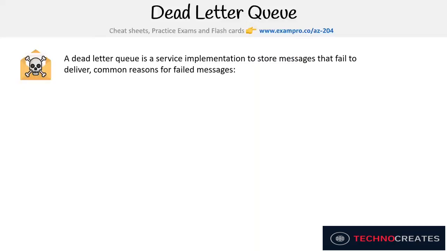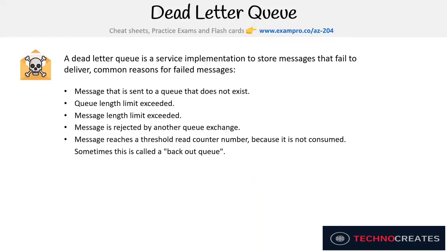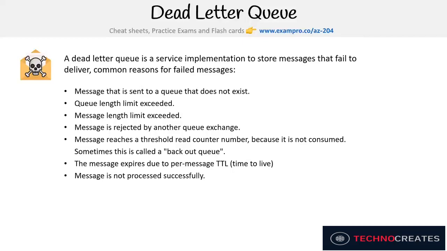And common reasons for failed messages would be things like a message that is sent to a queue that does not exist, the queue length limit is exceeded, the message length limit is exceeded, the message is rejected by another queue exchange, the message reaches a threshold read counter number because it's not consumed. Sometimes this is called a backout queue. The message expires due to per message TTL, so time to live. The message is not processed successfully. So dead letter queues hold messages that have failed to deliver.